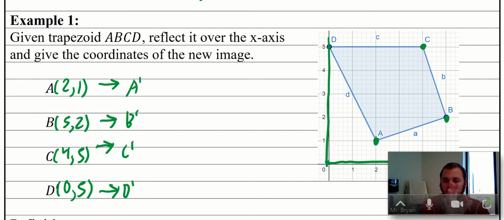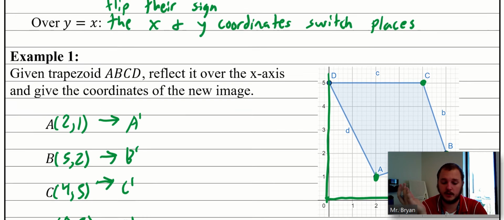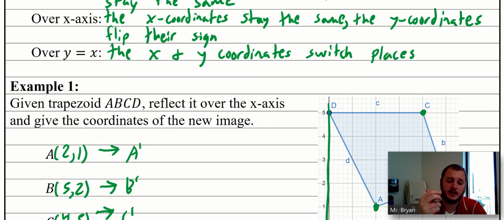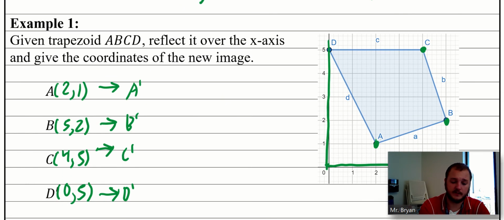Okay, it has no relation to prime numbers, but that's just what we call it when we have a new image. So if I want to reflect over the x-axis, I'm going to go back to my rules. I'm going to see what was the rule for the x-axis. Well, it says the x-coordinates stay the same and the y-coordinates flip their sign. So I'm going to do that first piece here.